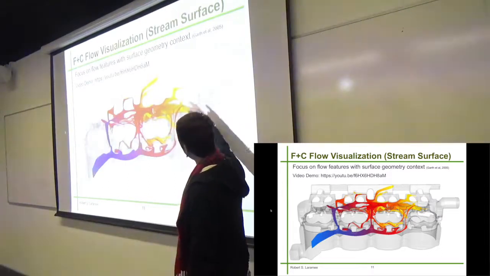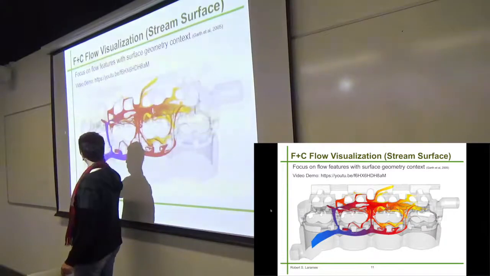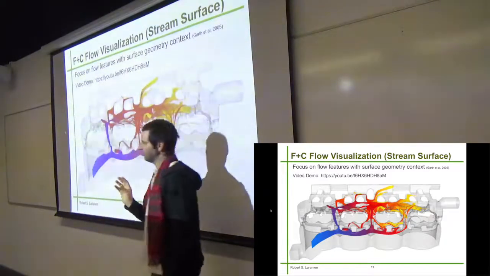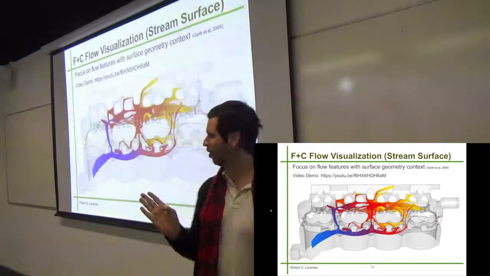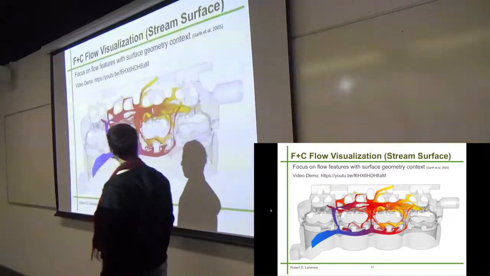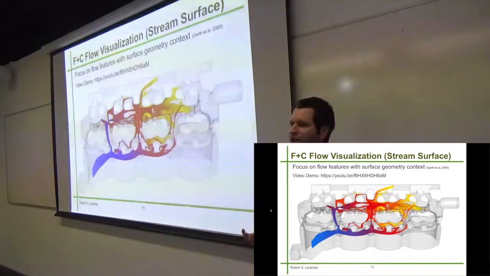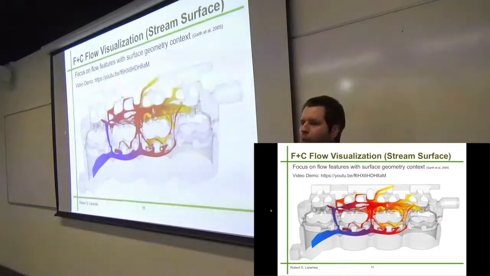So the geometry serves as the context of this example, and then this stream surface is the focus, reflecting the properties of the flow as it traverses the cooling jacket. The cooling jacket is supposed to keep your engine from overheating.